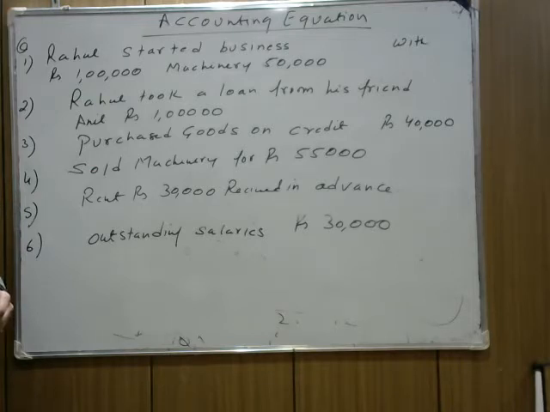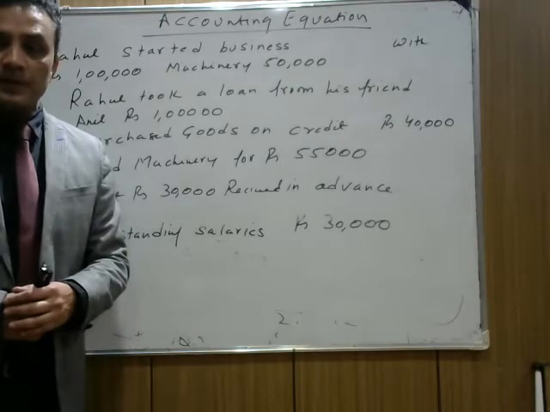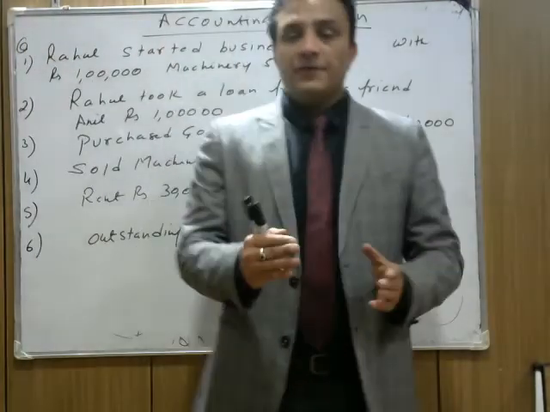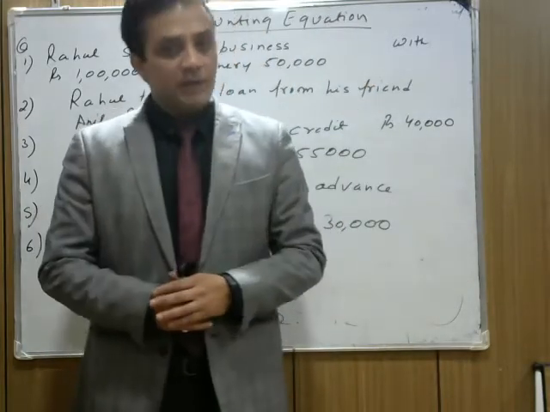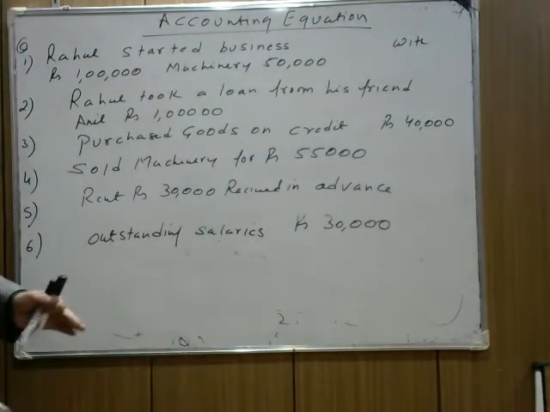And the fifth transaction is rent rupees 30,000 received in advance. Means the income which is not generated yet, you receive in advance. And the last part is outstanding salaries rupees 30,000. Means salary you need to pay, but not paid yet, rupees 30,000. Now, how will these transactions affect the accounting equation? Note down please. I hope you have noted down the question.